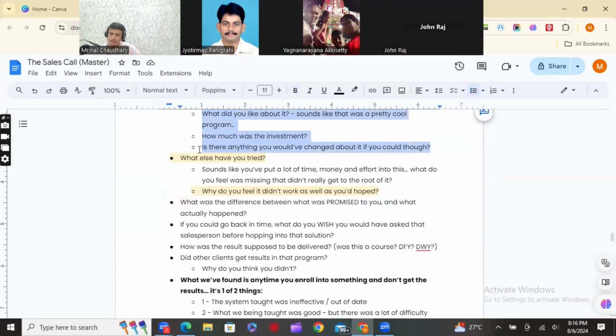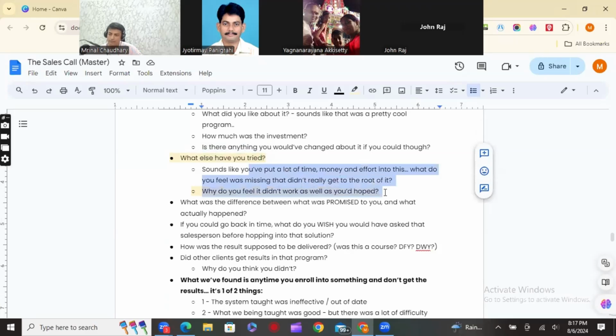We are asking about their objections also. What are the limitations they are facing inside their program? What else have you tried? Then you will repeat: it sounds like you put a lot of time, money, and effort into this. What do you feel you are missing, so you did not get the result? Why do you feel it didn't work as well as you had hoped?